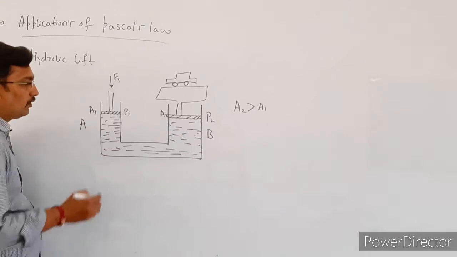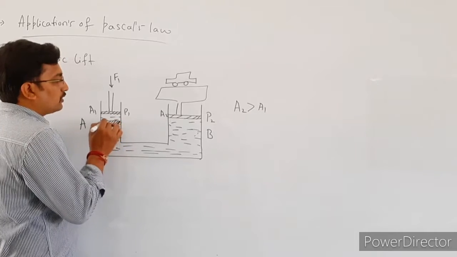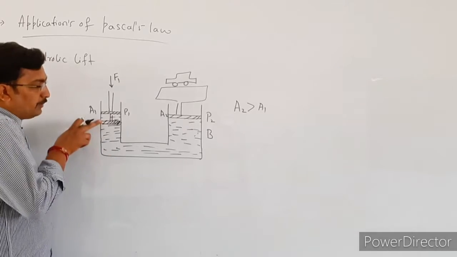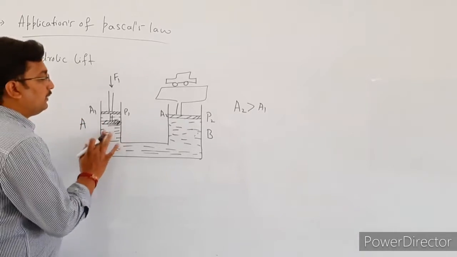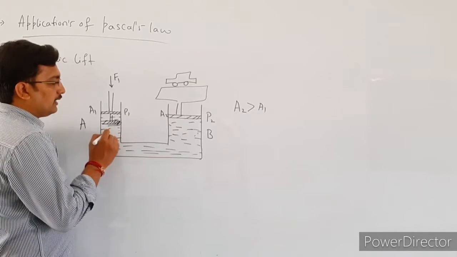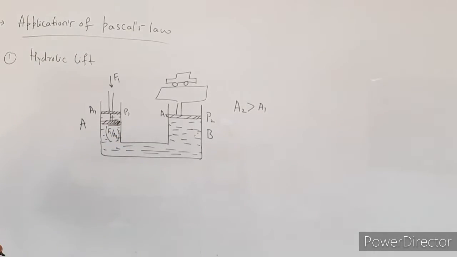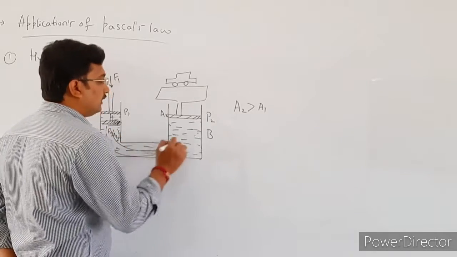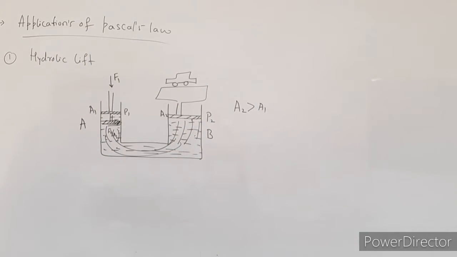Due to this force, the piston moves in a downward direction. In that case, this piston exerts some pressure on the fluid. See here, this piston exerts the pressure F1 by A1 on the fluid, right? So according to Pascal's law, this pressure is distributed uniformly in all directions.